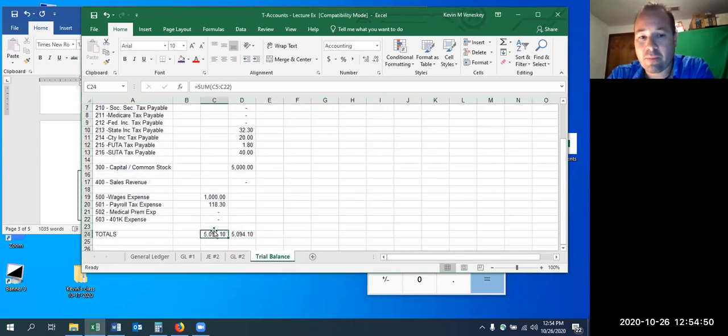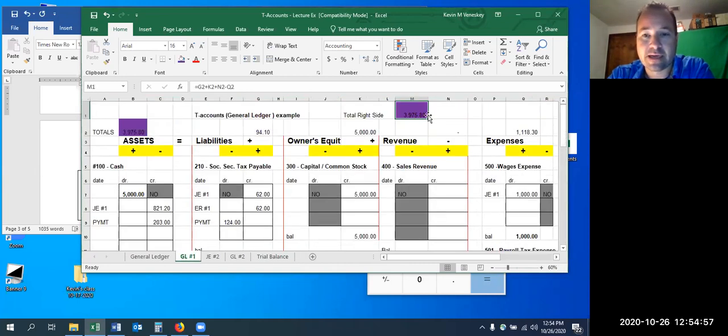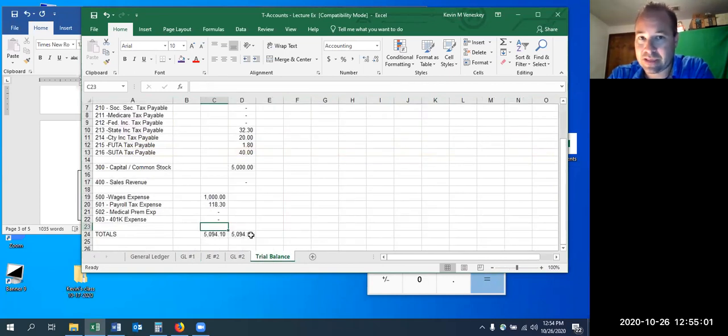The whole thing about a trial balance is that your debits and credits need to be the same, along with when you're doing your T accounts, your equation needs to be the same. Trial balance, your debits and credits need to be the same.